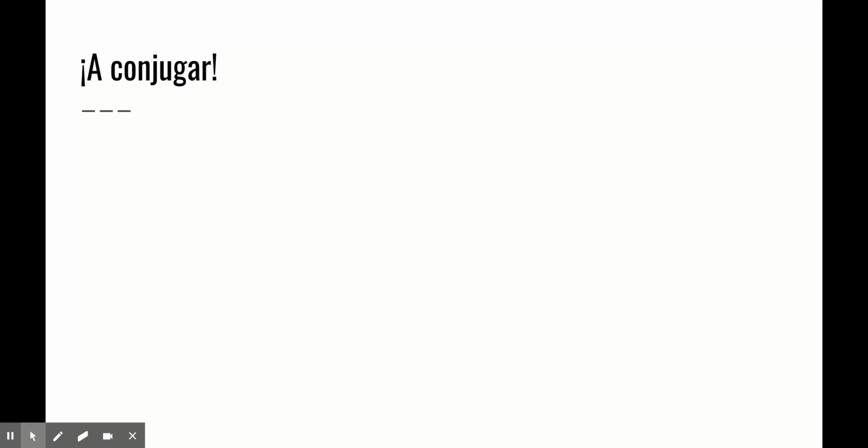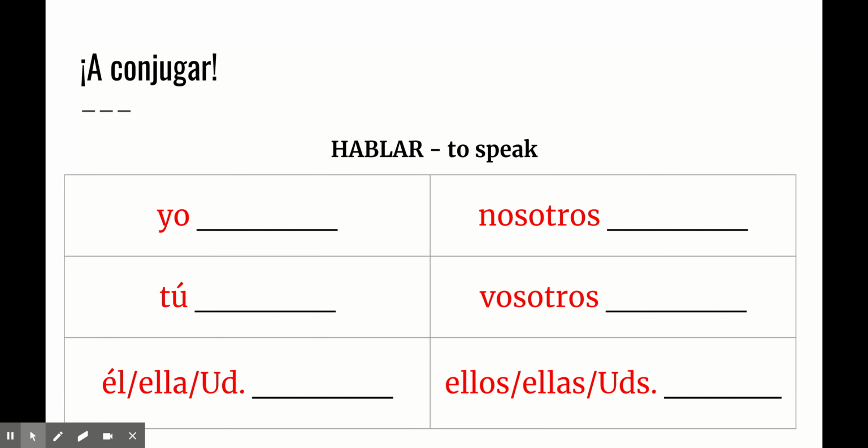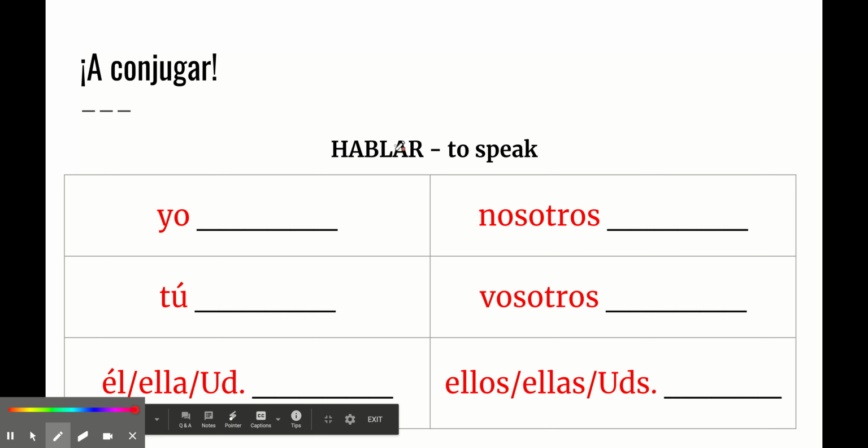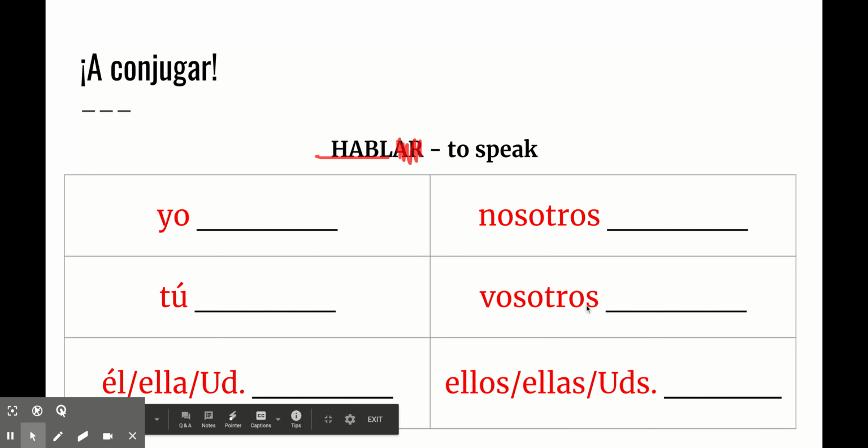Moving on. Let's try another one. Hablar. Hablar means to speak. So, I already gave you your subjects. Your subjects are in red. You need to give me the verbs. So, step 1, what is the stem of hablar? Well, let's take away the AR. See you later, ending. Bam. Habl. Habl is your stem. Take your stem and apply it to every single one of these.